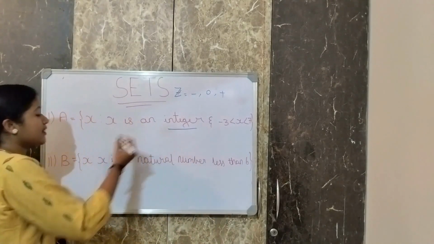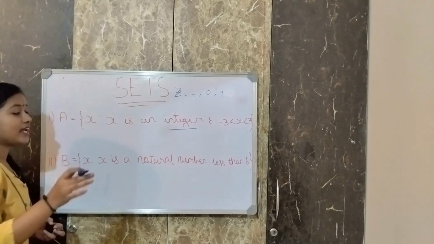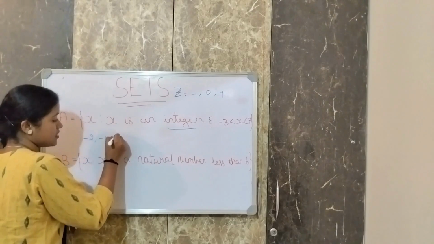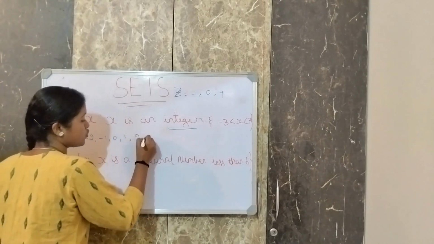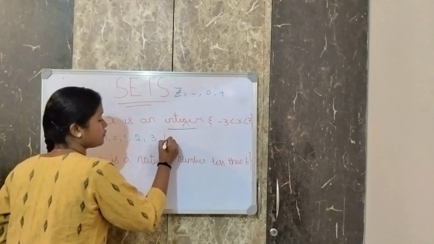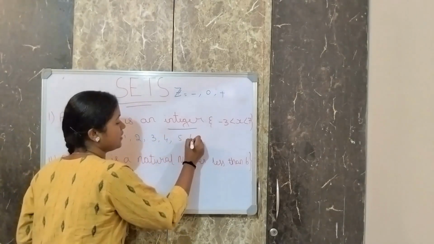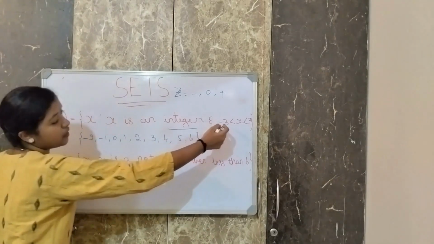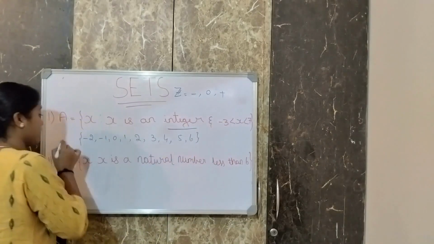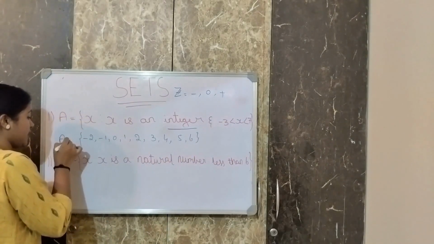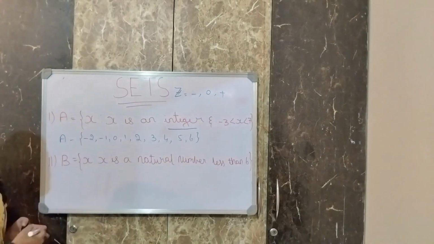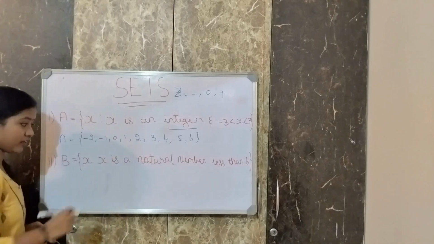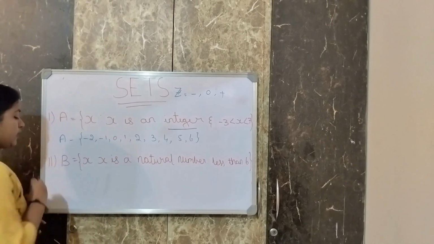So what are all the numbers between -3 and 7? -2, -1, 0, 1, 2, 3, 4, 5 and 6. So these are all the numbers between -3 and 7. This is nothing but set A. So they have given set A in the set builder form, and they have asked us to write it in the roster form. So we have written it. Now moving on to the second question.